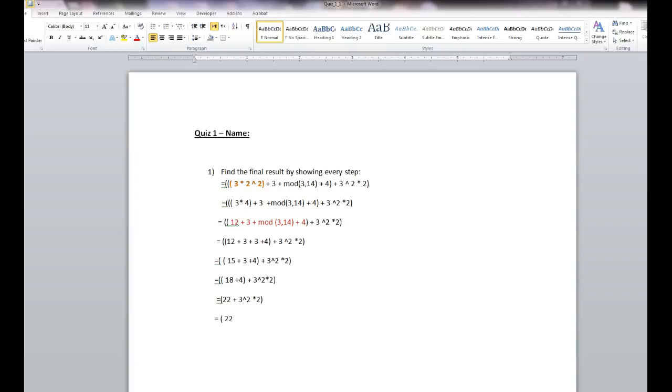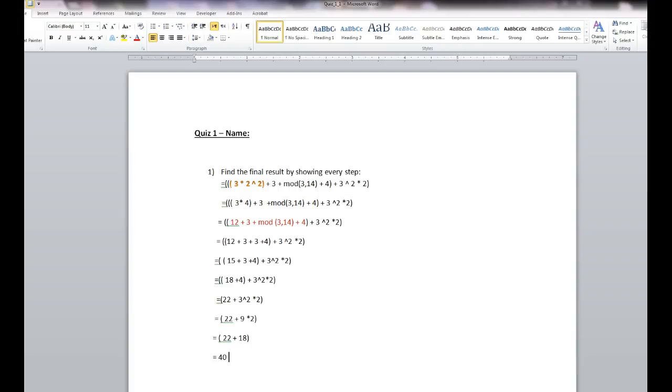The exponent is the first thing that I need to remove, which is 3 raised to the second power is 9, multiplied by 2, and I don't add it. I have to take care of the multiplication, since it is higher than the addition. It's going to be 22 plus 18, and finally the answer is going to be 40.